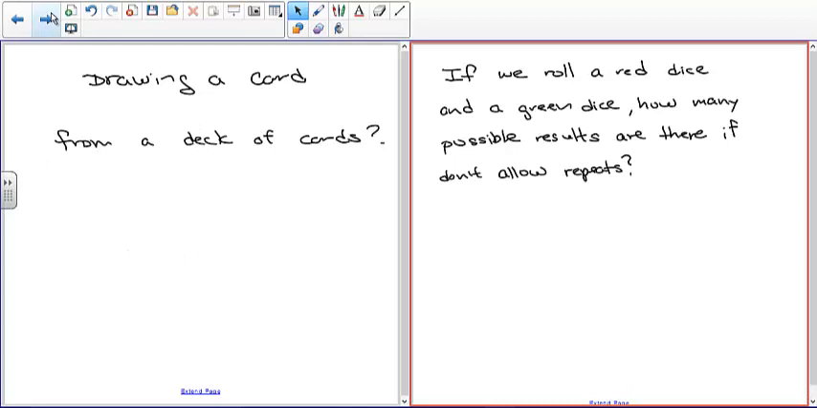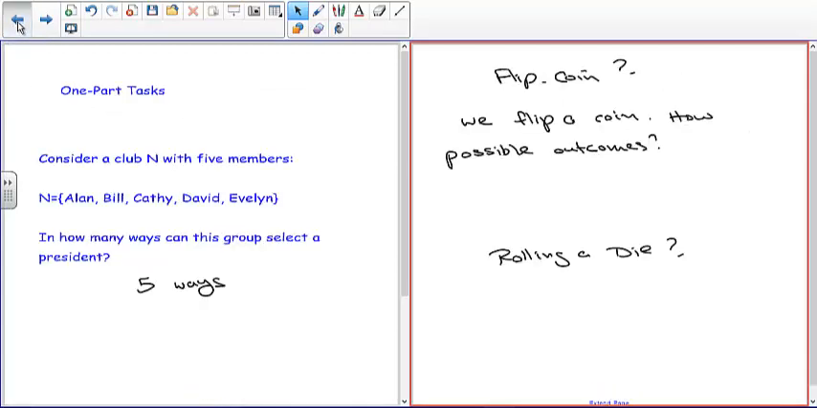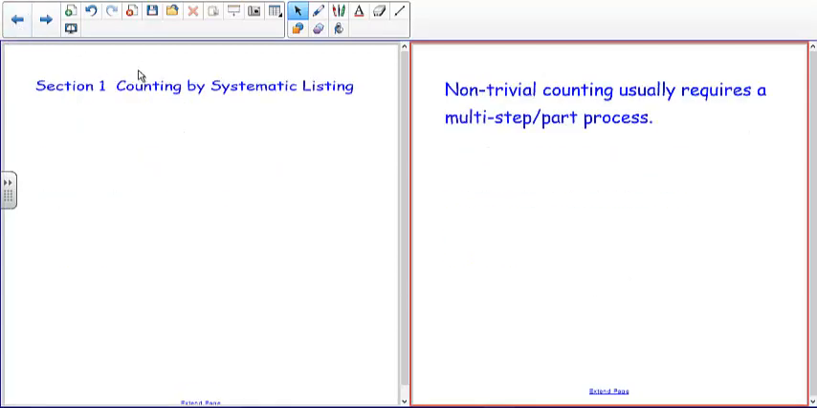Okay, so here's a question. If we roll a red dice and a green dice, how many possible results are there if you don't allow repeats? What we're assuming is the dice has 1 dot on one side, 2 dots on the second side, 3 dots on the third side, 4 dots on the fourth side, 5 dots on the fifth side, and 6 dots on the sixth side. So, this is called counting by systematic listing.